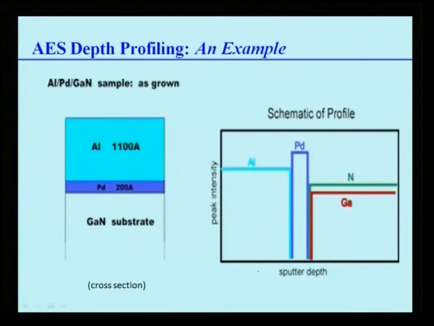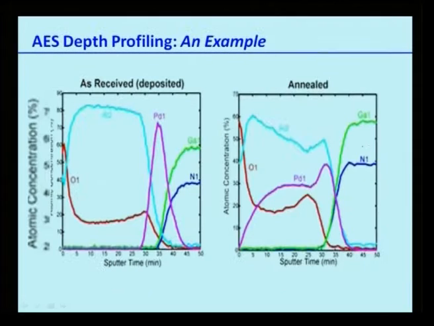Another example, this is a gallium nitride substrate with a Pd interlayer, and there is an aluminum layer. This is a 200 Angstrom Pd layer and 1100 Angstrom aluminum layer. This is basically a multilayer as grown. Now one can actually do this schematic profile. This is the aluminum depth, Pd depth, and gallium nitride. You can see the quality of data one can get, very good quality data one can get using this.